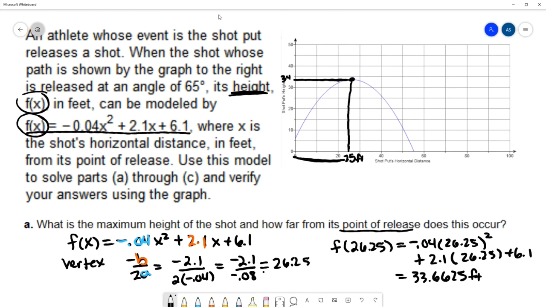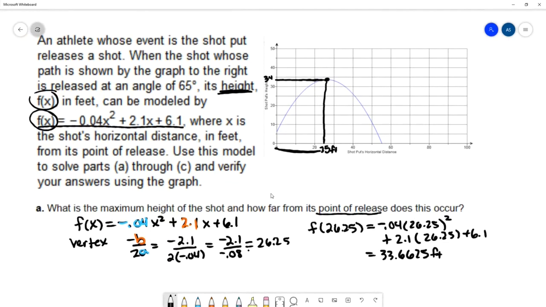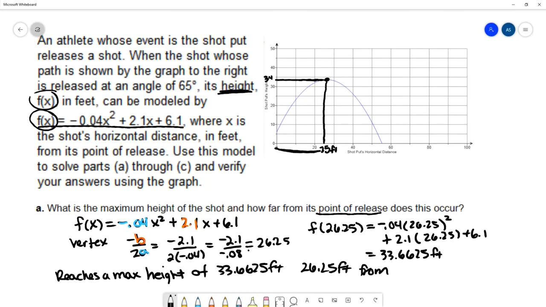So for part A, our shot put reaches a maximum height of 33.6625 feet, 26.25 feet from the point of release.